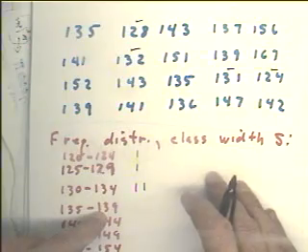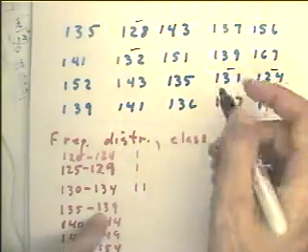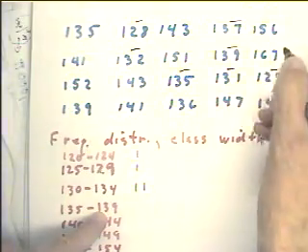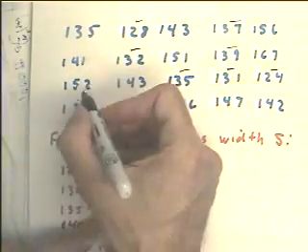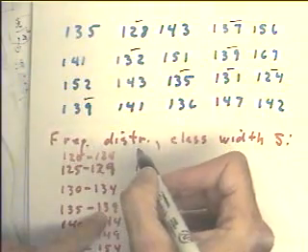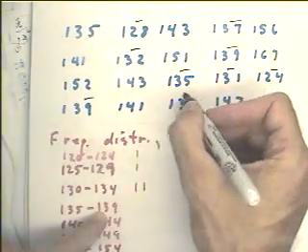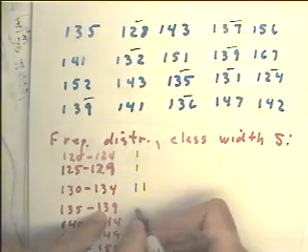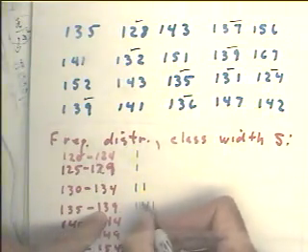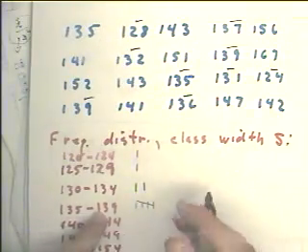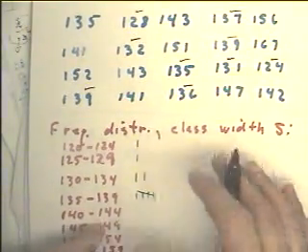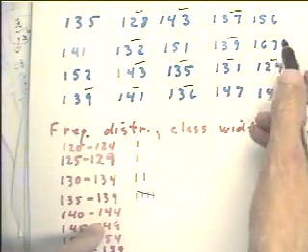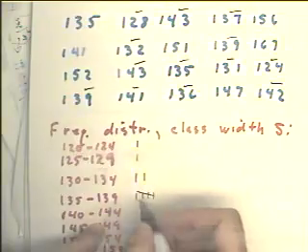Okay, 135 to 139 is the next category. Well, 135 is here, 139, 137. Another 139, that's 4. 136 makes 5. So it looks like we've got 1, 2, 3, 4, 5. Okay, between 140 and 144, we've got 1, 2, 3, 4, 5.